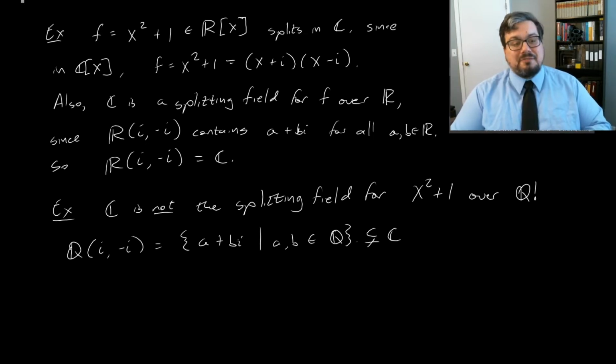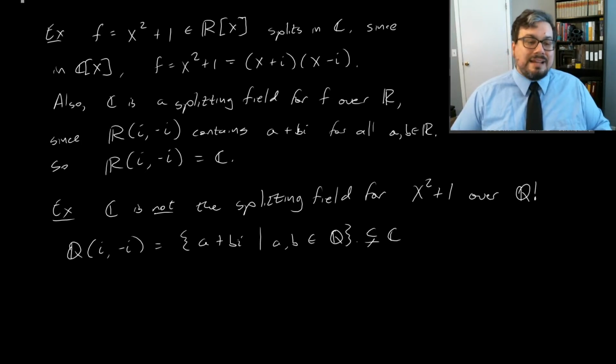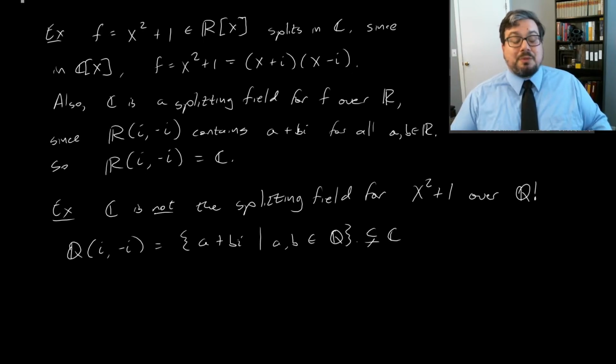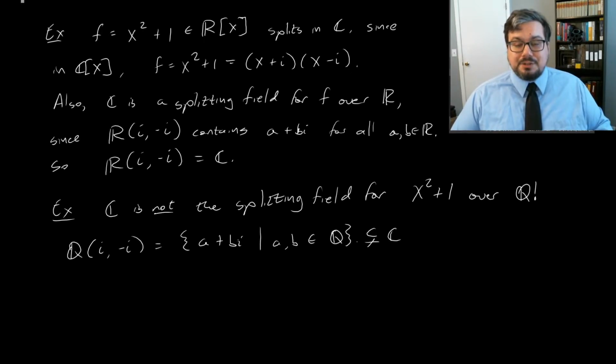So when describing whether a field is a splitting field of some polynomial, you need to specify what ring the polynomial belonged to originally. Did it belong to a polynomial ring with coefficients in, for instance, the real numbers, or in the rational numbers, because that makes a difference when we talk about the splitting fields. So the splitting field for x squared plus 1 over R is the complex numbers, but the splitting field for x squared plus 1 over the rational numbers is not the whole set of complex numbers. It's a subset of those with rational coefficients.